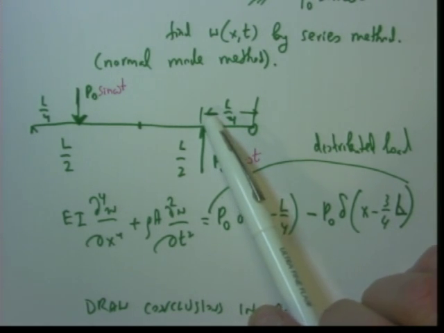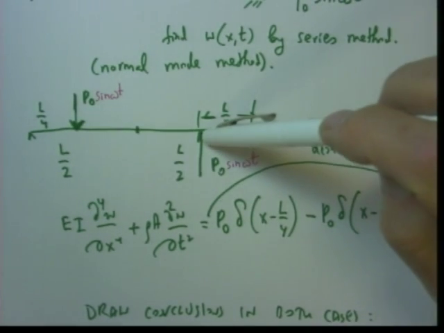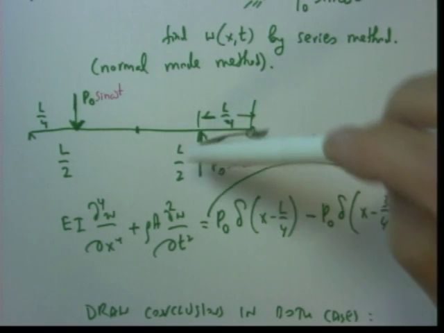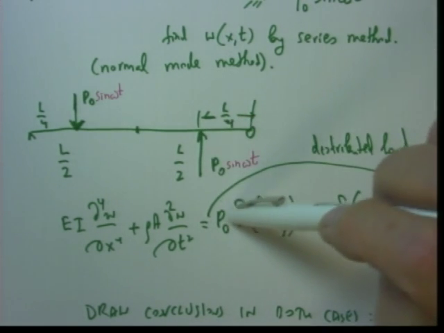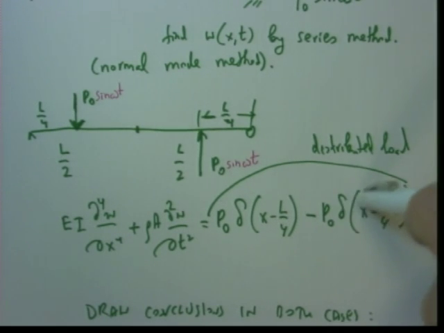We represent a distributed load, we represent something that is concentrated. This is like a string with two masses: here is like a positive mass, a negative mass, something like that. So therefore I represented P sub 0 delta function (x minus L over 2), and then a P sub 0 delta function (x minus 3/4 of L).